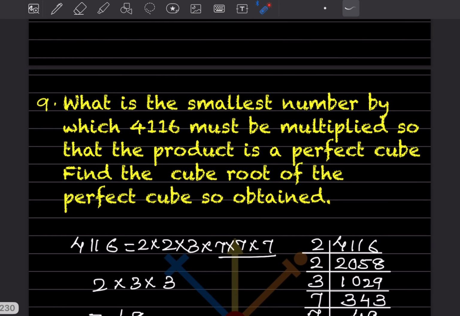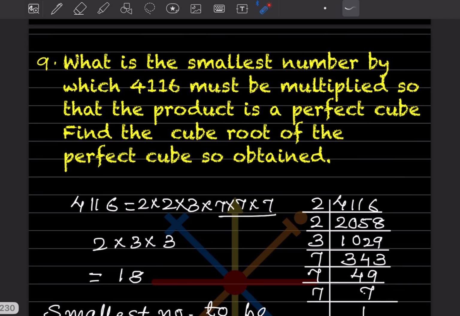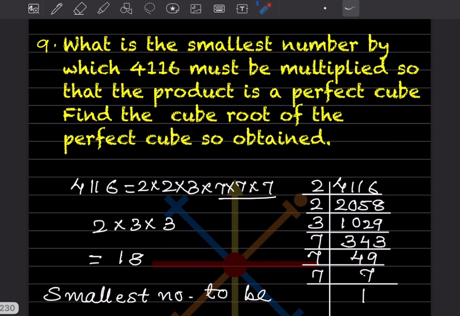What is the smallest number by which 4116 must be multiplied so that the product is a perfect cube? And also, find the cube root of the perfect cube so obtained. Now for this one, let us see. First thing, we will factorize this number. After factorizing, we got these factors. So the same thing is written here.